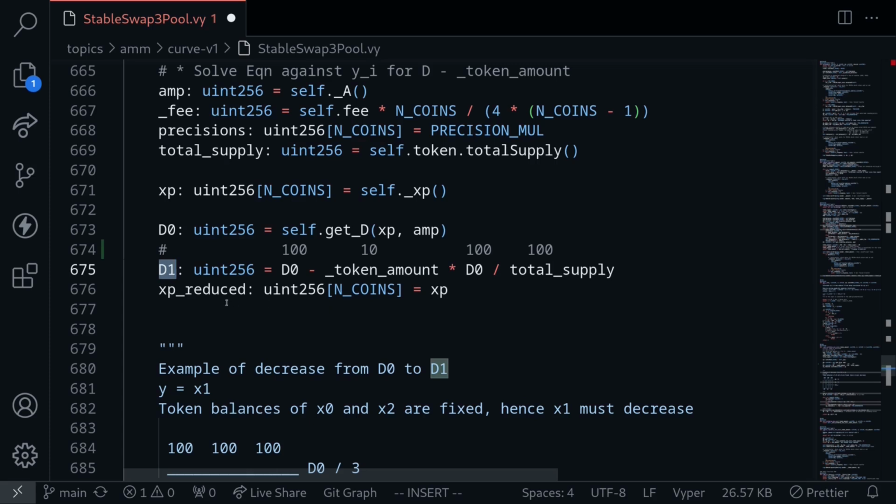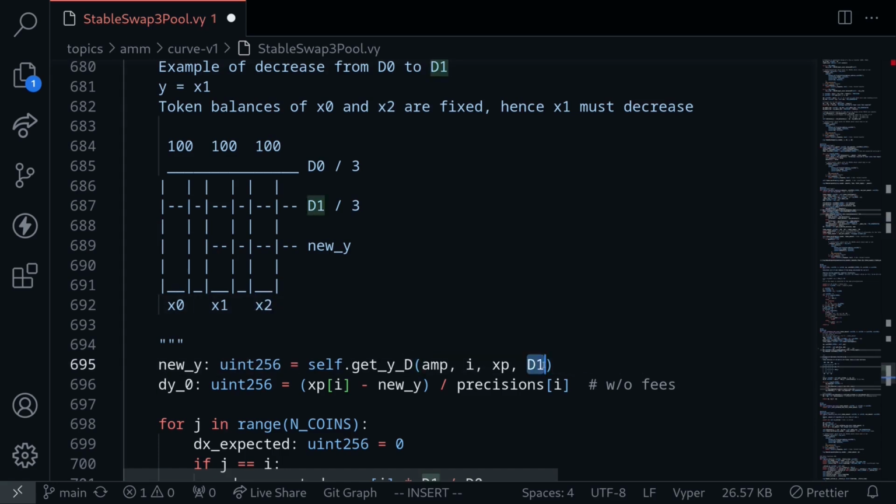Next, we initialize an array that will be used to calculate the imbalance fees. First, we take D1. This is the current liquidity reduced by the amount of LP tokens that we're burning. And then we use a Newton's method called getYD to calculate the new Y. Since the liquidity D1 is less than the liquidity D0, when we calculate the new Y with D1, this new Y will be less than the current Y.